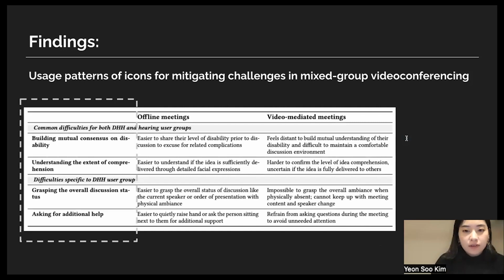Coming back to the difficulties in mixed group video conferencing, we observed users' usage patterns of icons for mitigating the challenges. For each existing difficulty, we defined the observed challenges and usage patterns of icons to mitigate these challenges. Since I discussed the differences between online and offline mixed group communication in the previous slides, in the following slides, I will define the observed challenges and usage patterns.